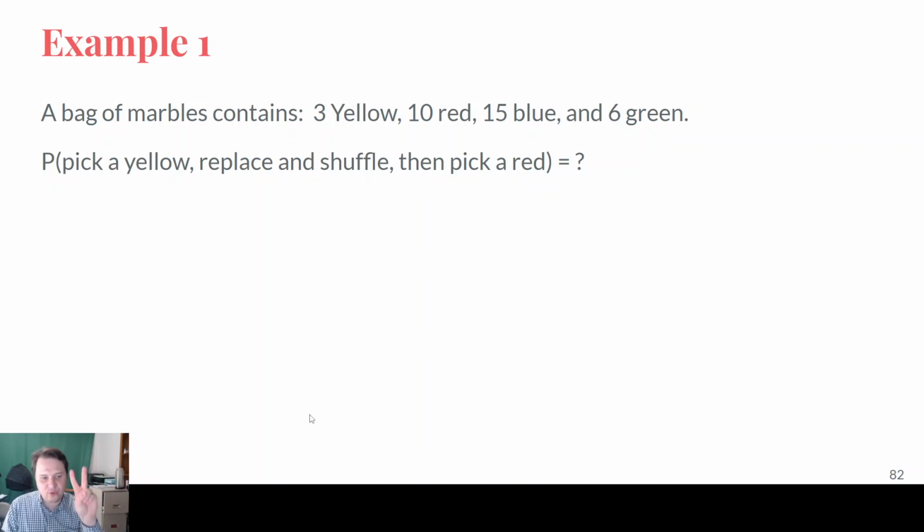So you can see that there's 2 events here. First, we picked a yellow, put it back, shuffled it, and then picked a red. Because we shuffled the bag both times, those are both independent events. One did not affect the other. And so as a result, we just multiply their probabilities together.